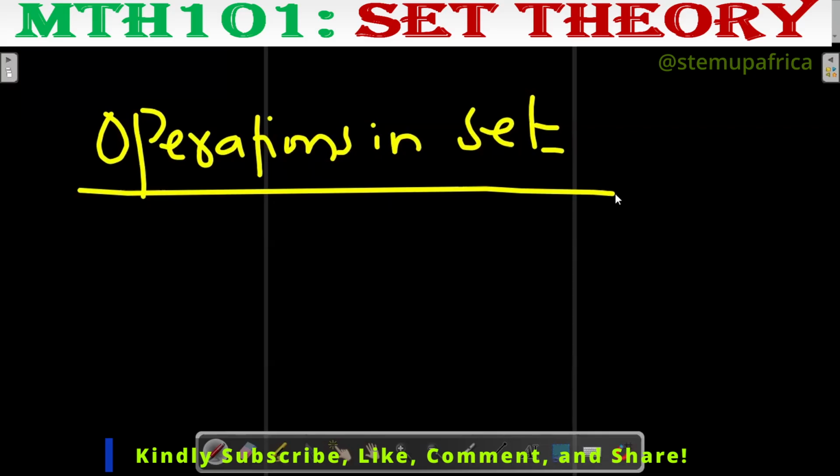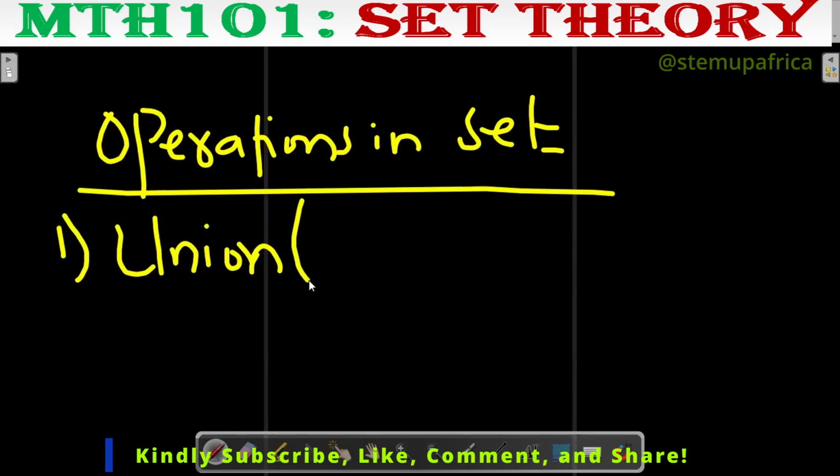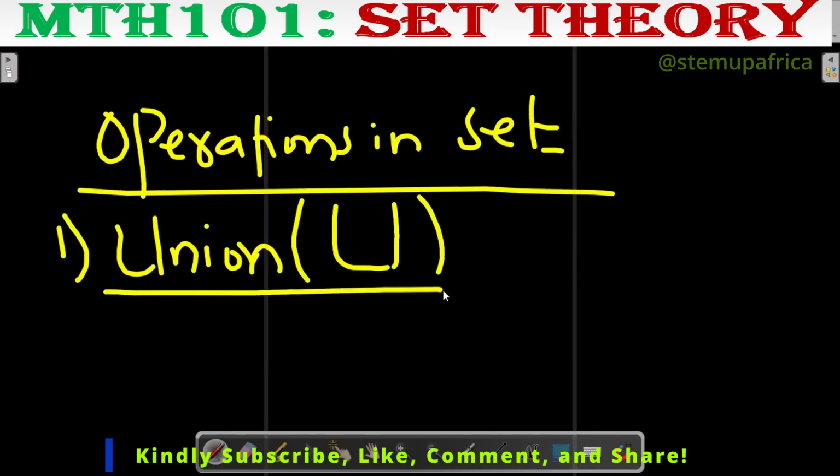So the first operation we have is we call it a union. This is the symbol for union. It's like a U.